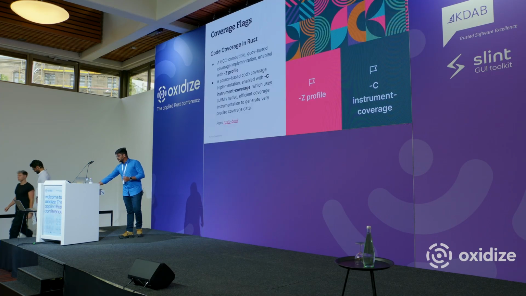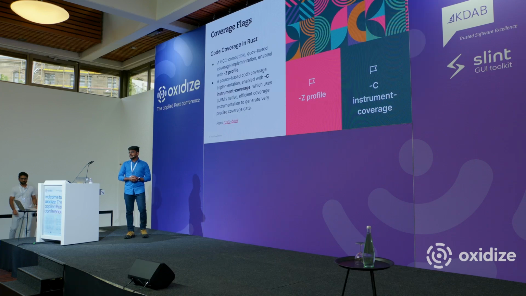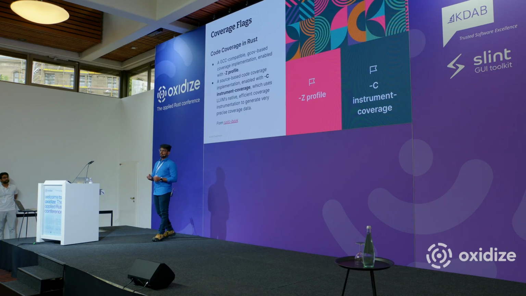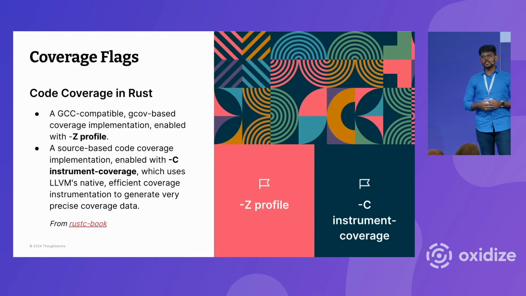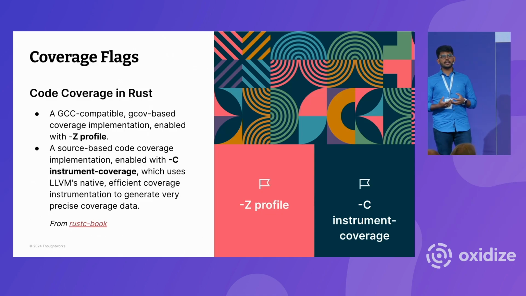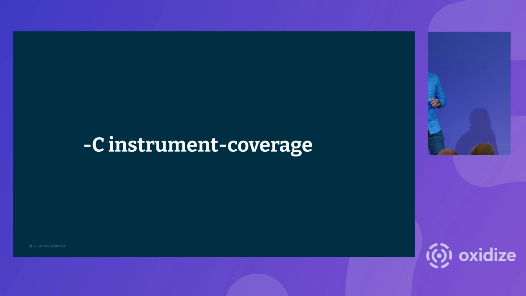Okay. So these are the 2 different flags that we have in Rust which give you code coverage. One is called -Z profile, and the second is -C instrument-coverage. -Z profile is based on GCC, and it is GCC compatible. The second is LLVM based, and it is -C instrument-coverage. In this talk, particularly, we will be focusing on the -C instrument-coverage flow.